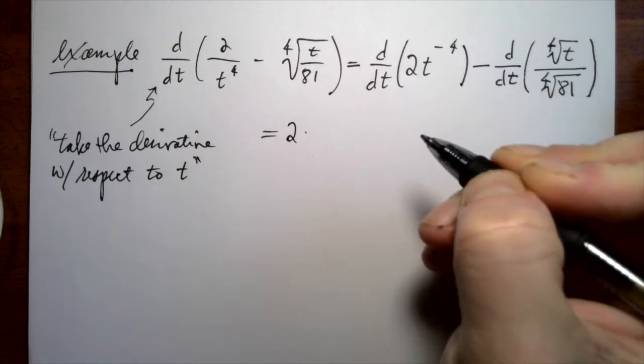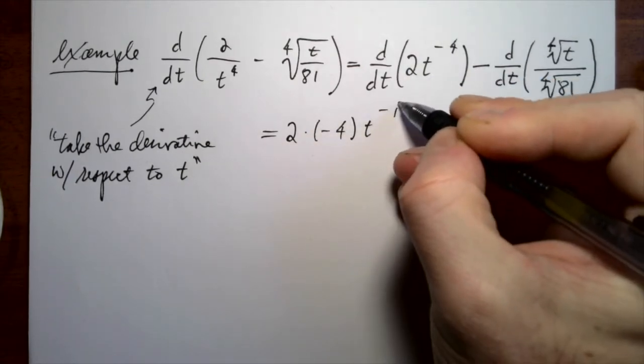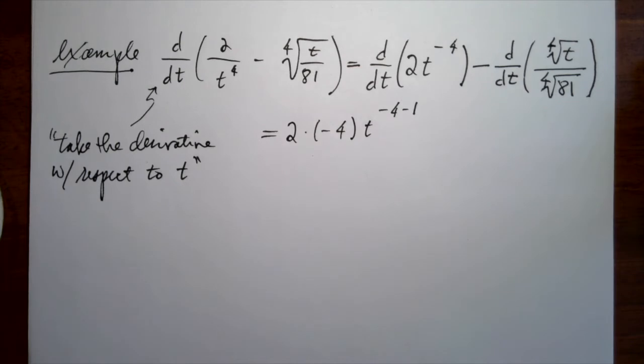Well, we have the constant 2. The minus 4 comes down, and then we subtract 1 from the exponent. Always remember to subtract 1 from the exponent. That's what the power rule says. Okay, what's going on over here?